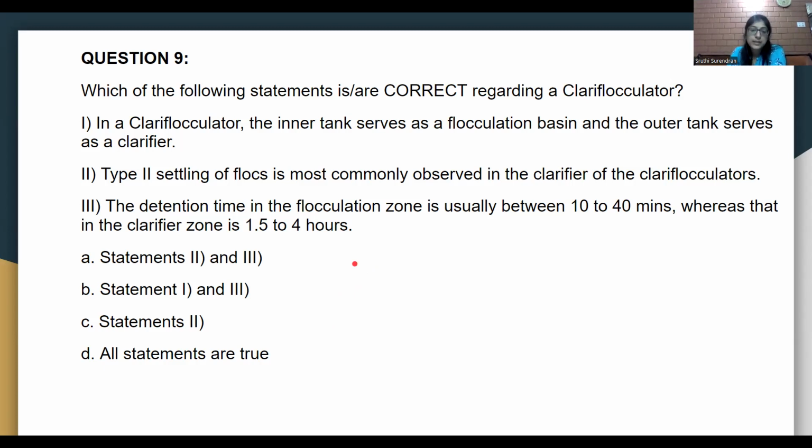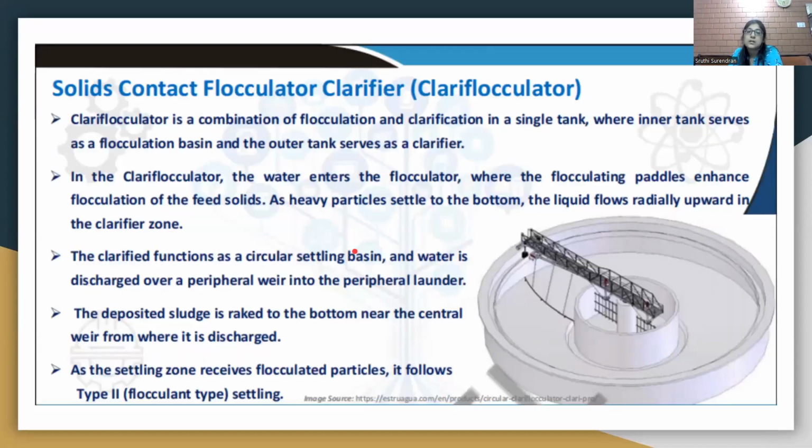Okay, so I'll move on to the answer. A clariflocculator comprises a flocculator as well as a clarifier. The clarifier is for the sedimentation part, and the flocculator is for the flocculation part. So a clariflocculator is a combination of flocculation and clarification. The inner tank, as you can see here, is where the flocculation happens, and this is the flocculation tank. And the outer ring, or the outer tank, is the clarifier.